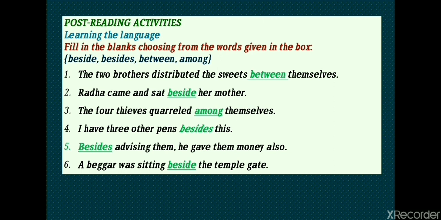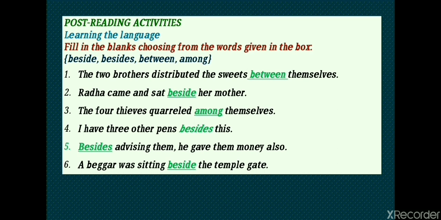Number 3. The 4 thieves quarreled dash themselves. The right answer here is among. Because the number of people is more than two, so we are using among. The four thieves quarreled among themselves.